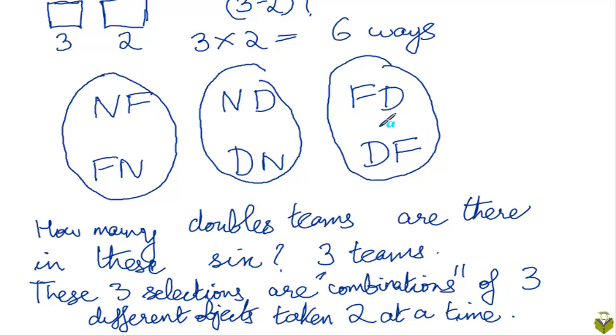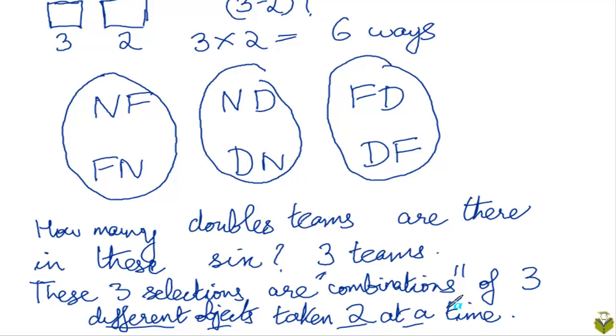What is the difference between combinations and permutations? Basically, the order does not matter in combinations. So order does not matter, and you just have to make a selection, whether it's Nadal or Federer, or Federer or Nadal, Nadal or Djokovic, or Djokovic or Nadal. So these two are the same, these two are the same, and these two are the same. And this is very important: combinations of different objects taken r at a time.